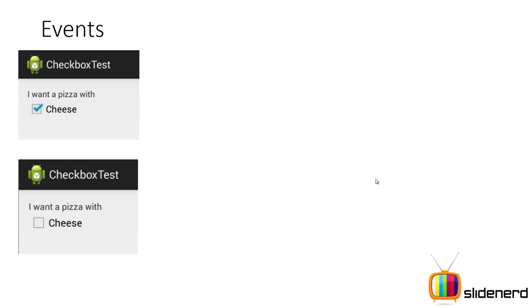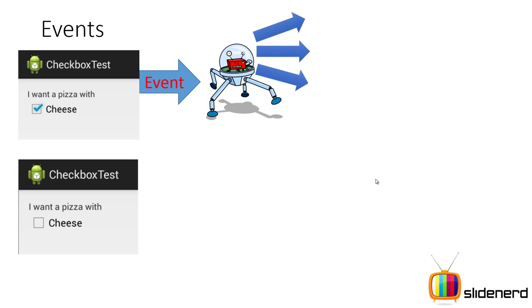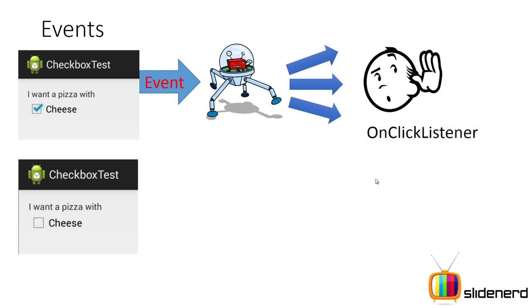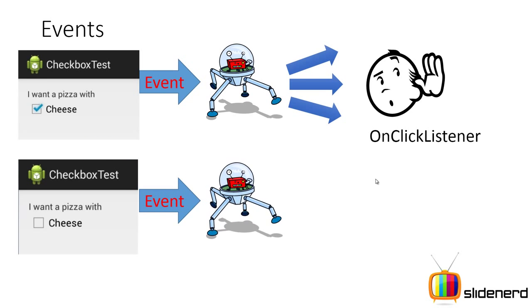The checkbox is selected or unselected. That triggers an event which your Android operating system receives. It forwards this event to all the people who are interested, and only one guy, known as the on-click listener, listens to this event. This on-click listener is nothing but a Java interface that allows you to decide what should happen when the checkbox is selected or unselected.